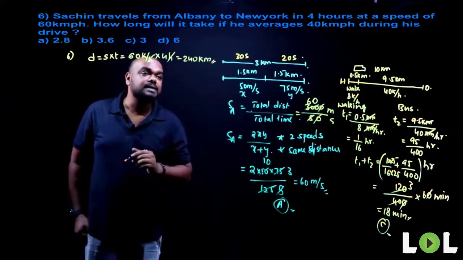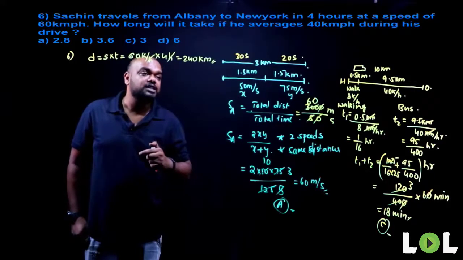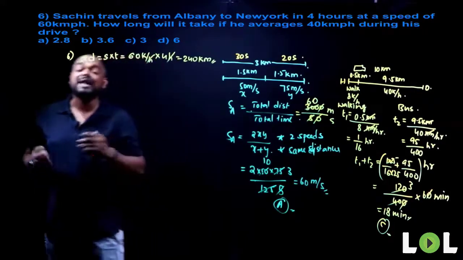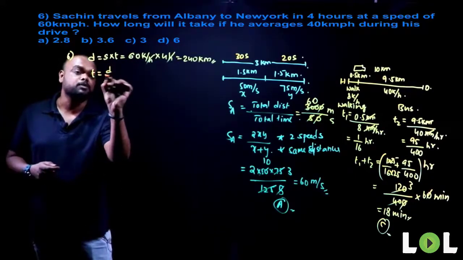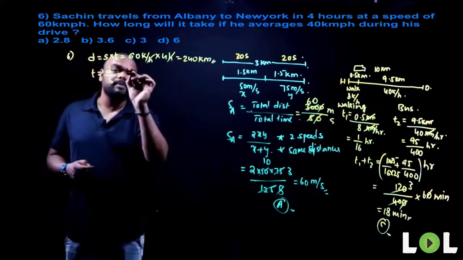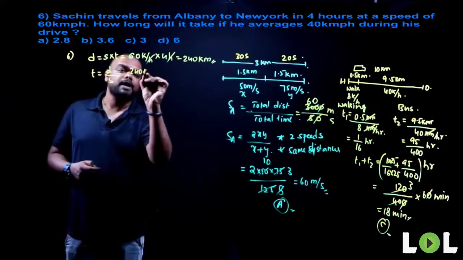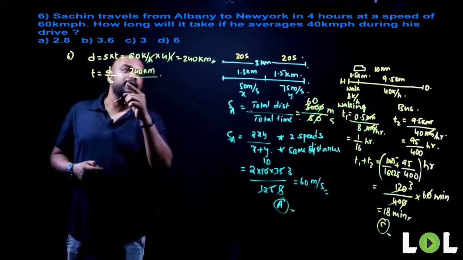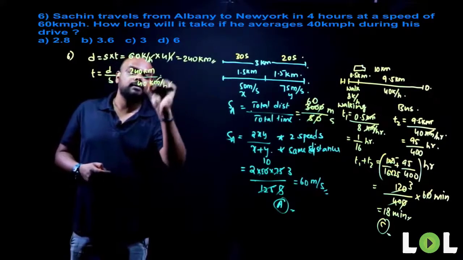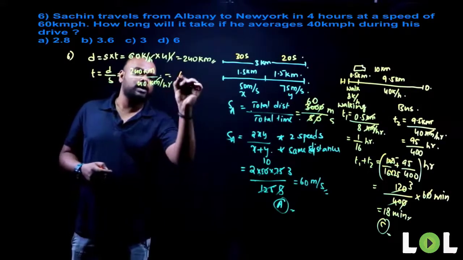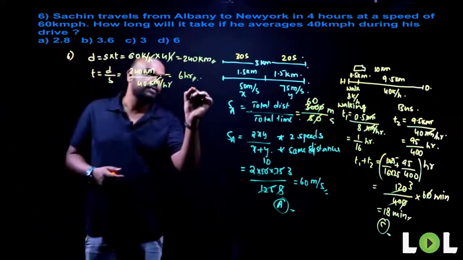Now, what is it telling? How long will it take if he averages 40 km per hour during the drive? What happens if he travels at 40 km per hour? What is the time taken? Time is distance by speed. We know distance between Albany and New York is 240 kilometer divided by speed, if he travels at 40 kilometer per hour, simple. He will take exactly 240 by 40 is 6 hours. Check out, do we have the option? Option D. That must be my answer.